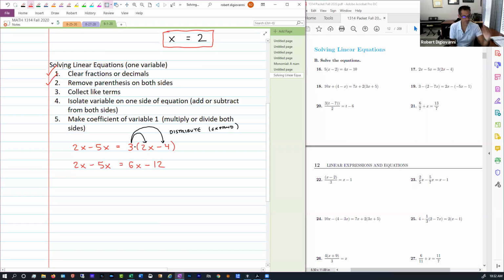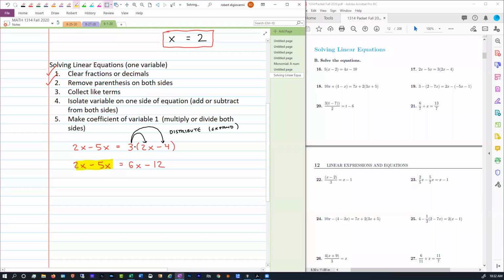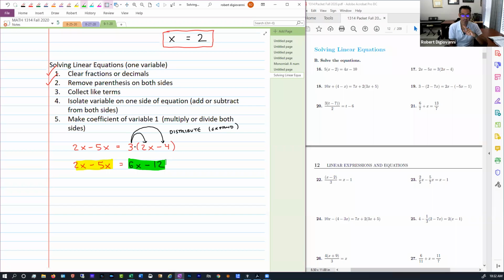Collect like terms. You can subtract 6x from that side and put it on the other side. Okay, I think you're one step ahead of the game. I think you're trying to isolate right now. Think about collecting like terms though. Look at the left side. Look at just what's in yellow. Can you combine those together? Yes, those are like terms.